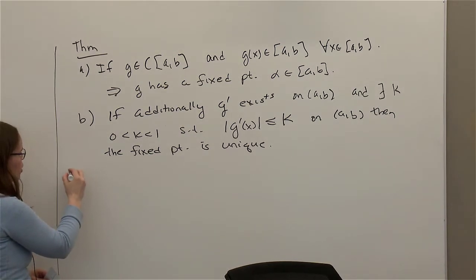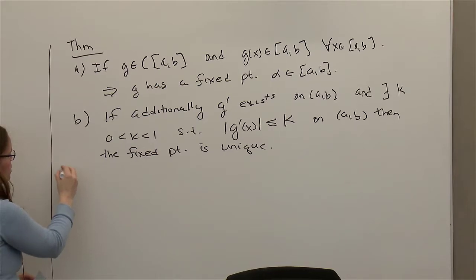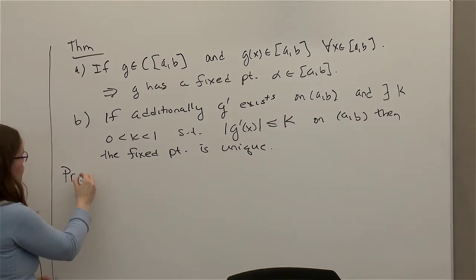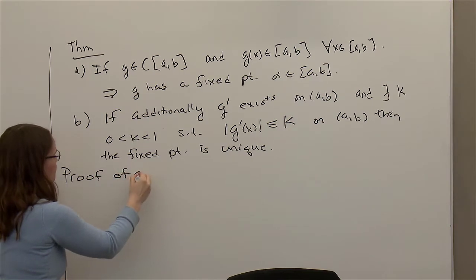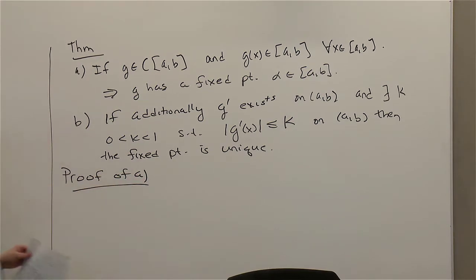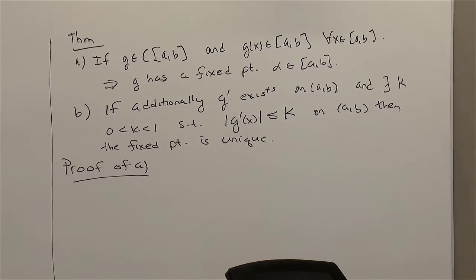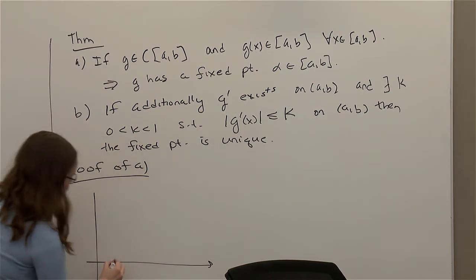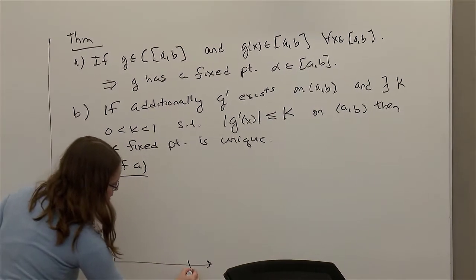Okay, so let's try to prove this. Again, we'll do this in a couple different ways. So let's do the proof of A first of all. All right, so first of all, the picture proof. So what have I got here? I've got a box. So my domain that I'm looking at is A to B.